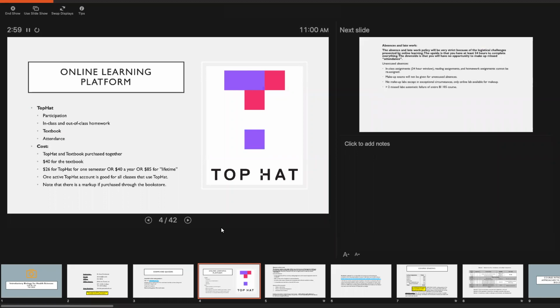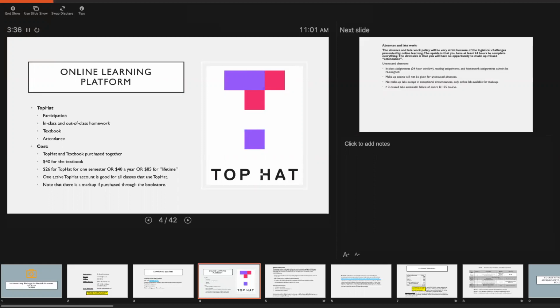We will also be using an online learning platform called TopHat. TopHat will be used for in-class participation, in and out of class homework, to deliver the textbook, and for attendance. TopHat does have a cost. It is $40 for the textbook, as well as $26 for TopHat for one semester, or there are subscriptions that can give you a better cost. That being said, I think these numbers might actually be lower. I think it might be $20 for TopHat for the semester.